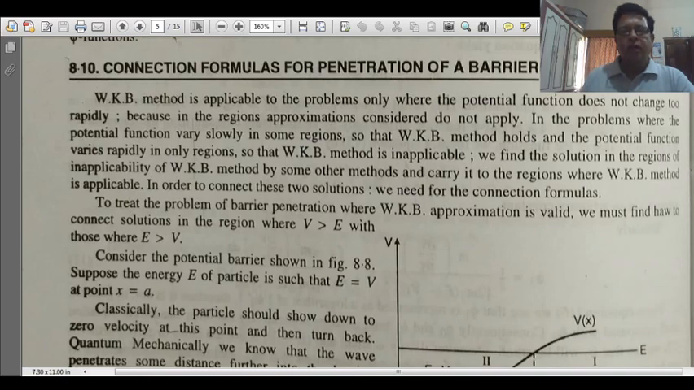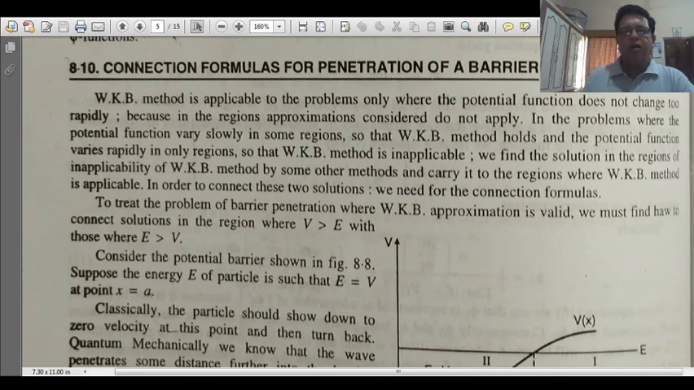Today's lecture topic is related to applications of the WKB approximation method. First, we are going to understand the connection formulas for penetration of a barrier.